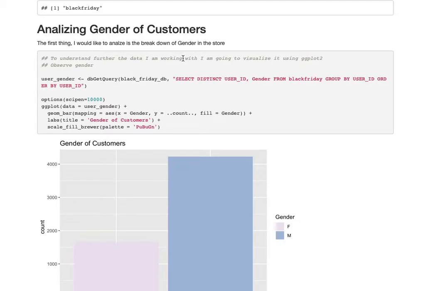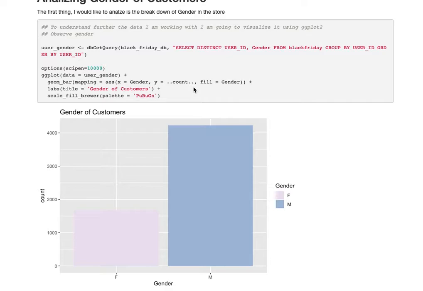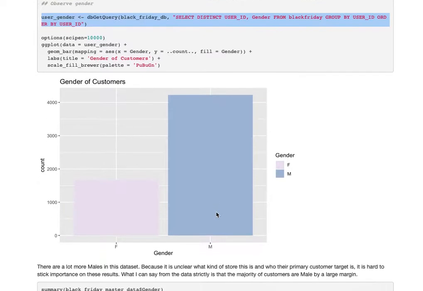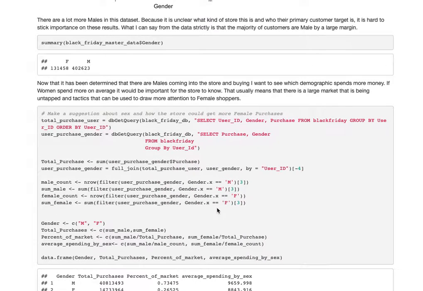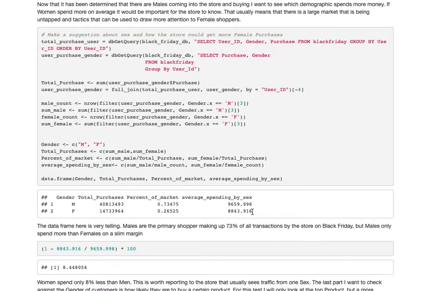I wanted to analyze my first variable of gender, to see what customer was coming through the store more often. Who was their most frequent customer on Black Friday, rather. So I do a query to my database, and I break it down off of gender. As you can see, a lot more males come to this store than females on Black Friday. But when you look at it from an average, females only spend 8% less than males.